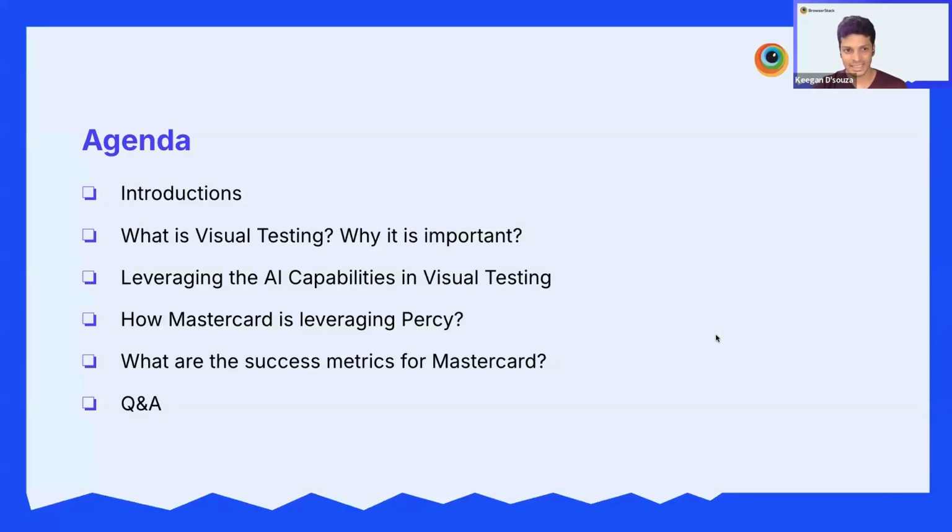So let me lay out the agenda of how we're going to spend the next hour of this call. First, I'm going to introduce myself and our external speaker. We're going to talk a little bit about what visual testing is and why it is important. And we're going to talk about how AI can help in visual testing, and of course, how MasterCard is leveraging our visual testing tool, which is Percy. And at the end, we're going to talk about some of the success metrics at MasterCard, as well as maybe a little bit about your workflow. And of course, a Q&A section at the end.